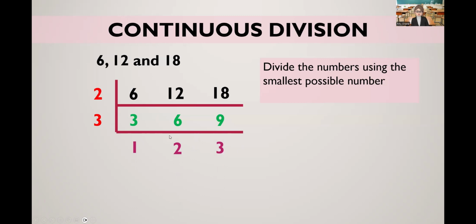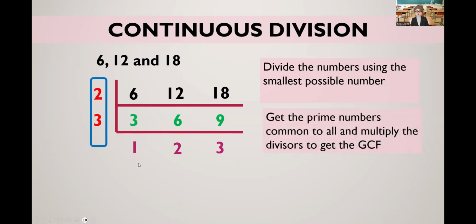You can stop here now and then just get the numbers beside this one. Just get the numbers and multiply them. So get the prime numbers common to all and multiply the divisors to get the GCF. And the GCF of 6, 12, and 18 is 6. 2 times 3 is equal to 6.